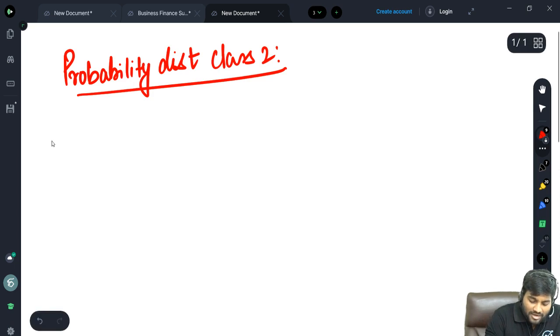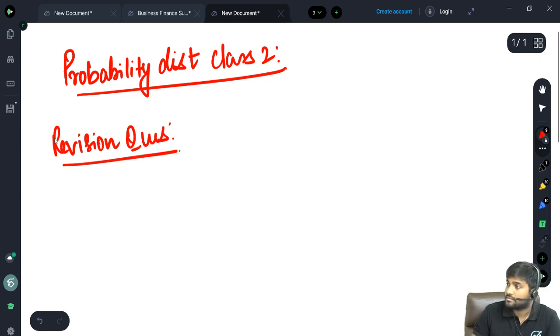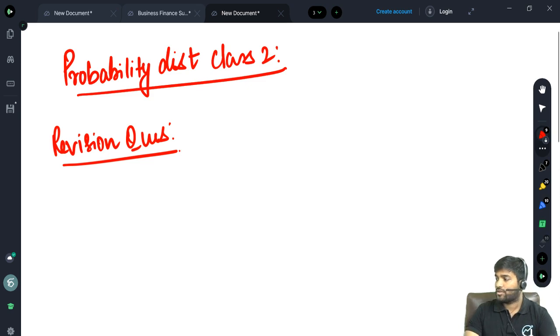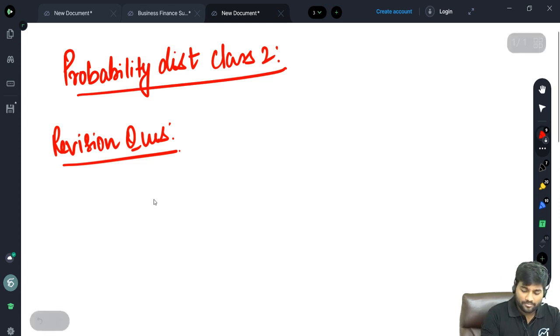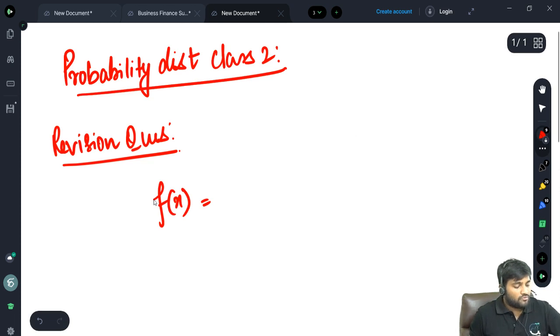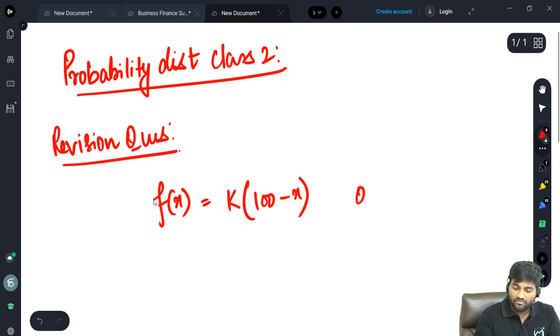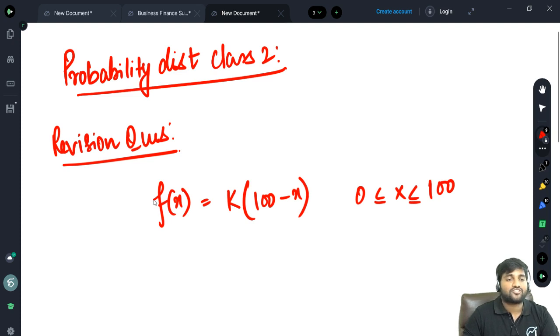Today we are going to start our class with a revision question. We are given f(x) is equal to k(100 minus x), where the range for x is 0 to 100. Is this a discrete or a continuous distribution? Continuous. By seeing the range for x, we can identify that this is a continuous distribution. Is this clear to all of you? Okay.